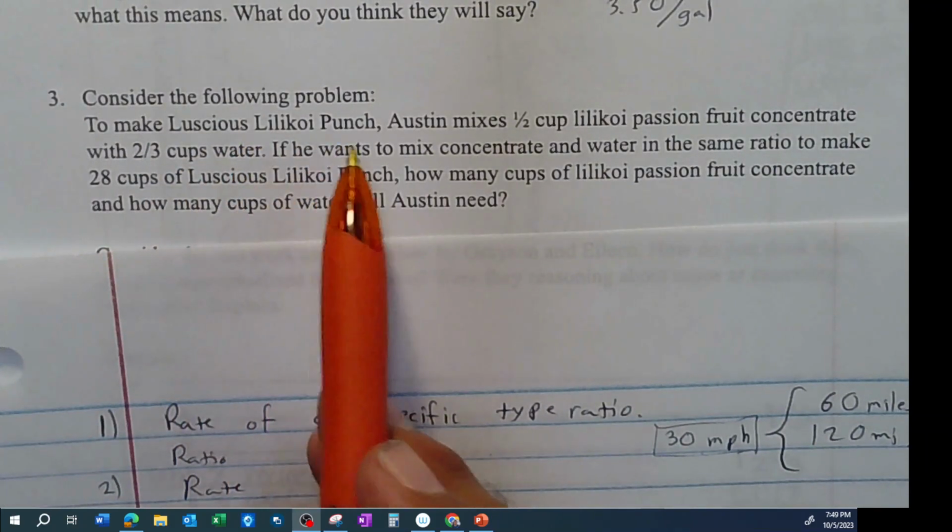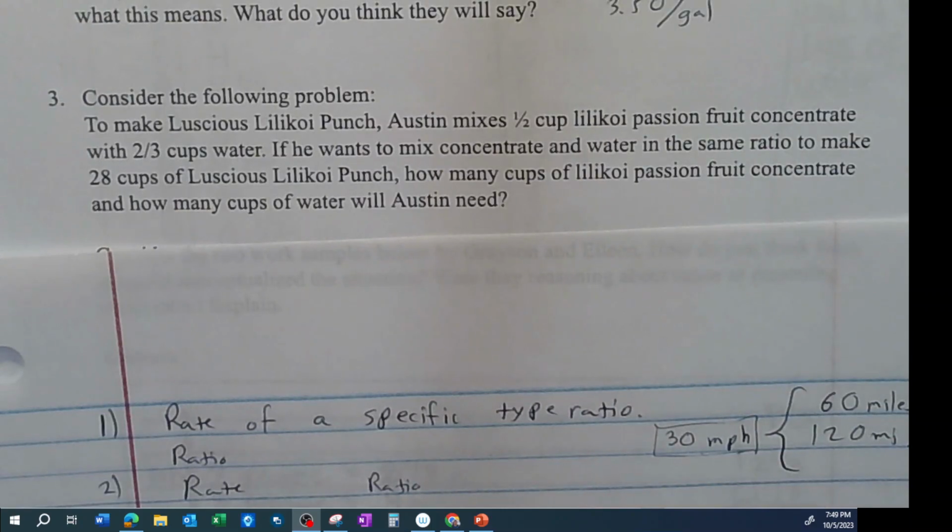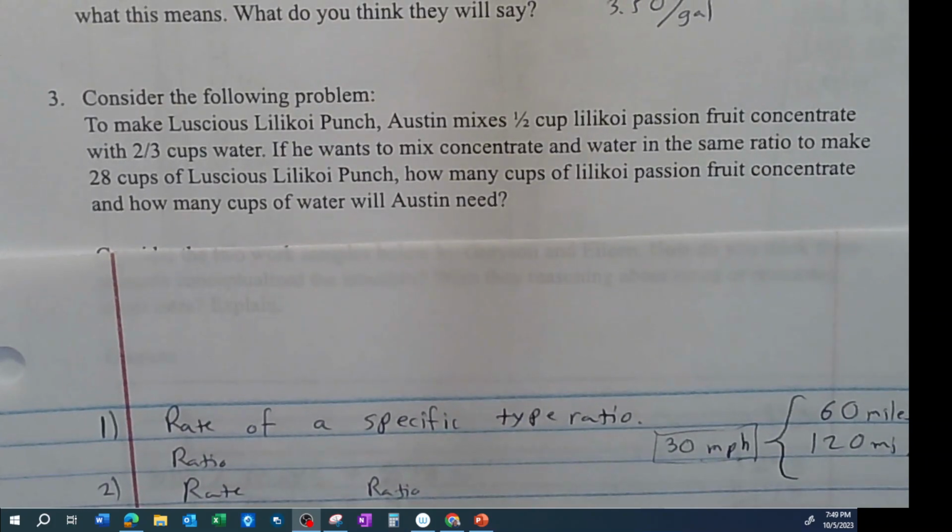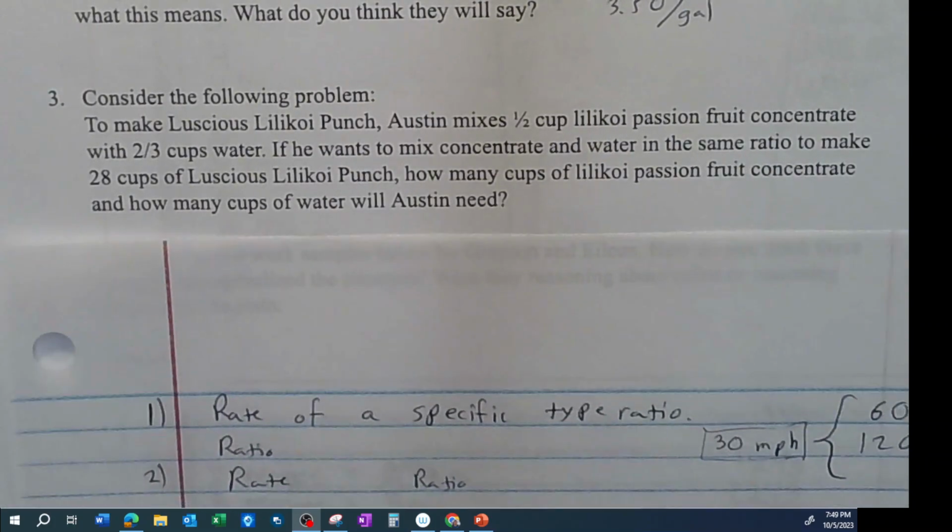To make a punch, Austin mixes a half a cup of passion fruit concentrate with 2/3 cup of water. If he wants to mix the concentrate and the water in the same ratio to make 28 cups of luscious Lilikoi punch, how many cups of Lilikoi passion fruit concentrate and how many cups of water will Austin need?